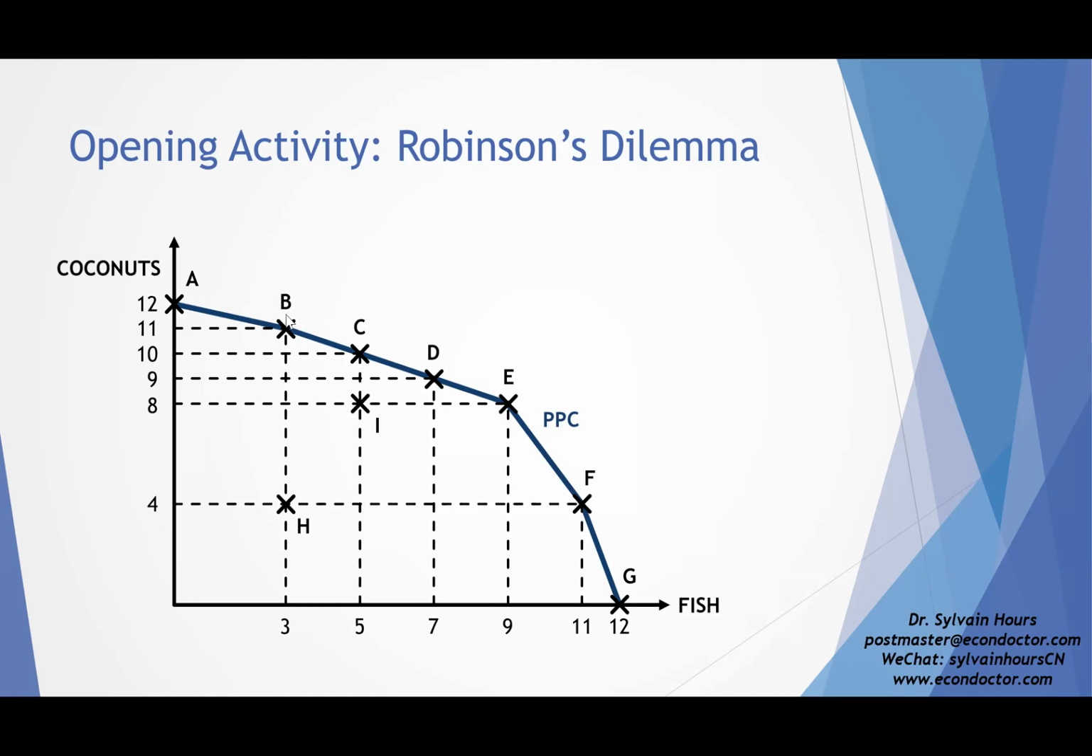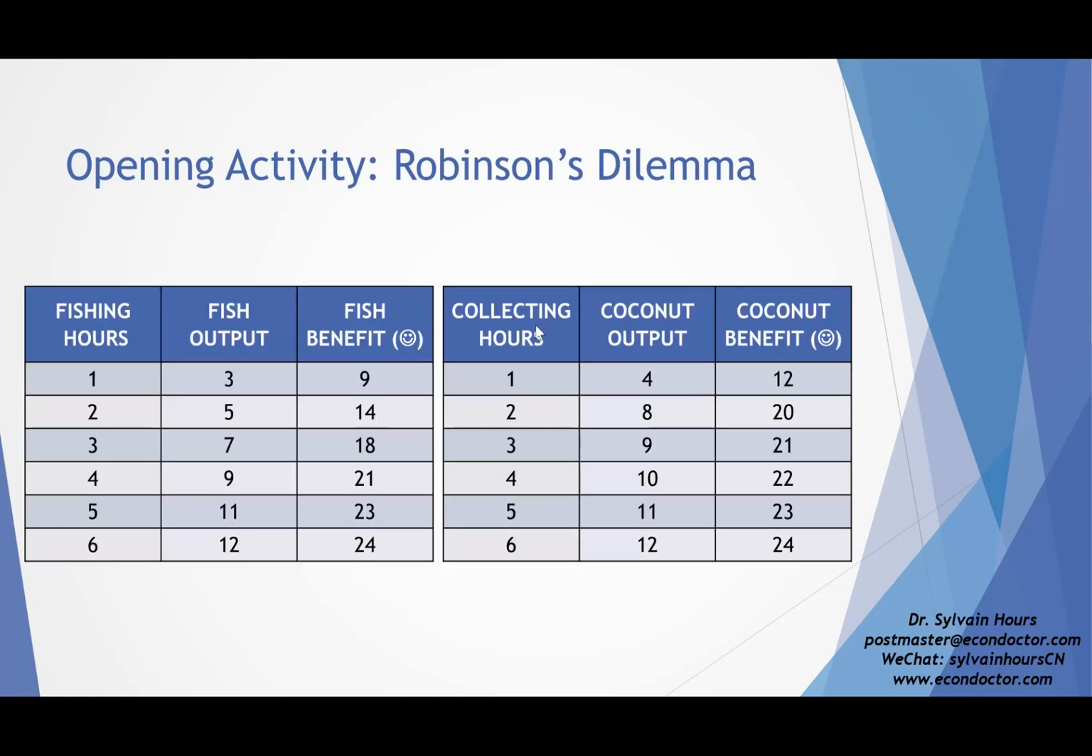So how do we know that? If you only have a PPC, you cannot find which point is allocatively efficient. We know that all of the points on the PPC are productively efficient, but which one is allocatively efficient? We don't know, unless we have information about the benefit of consumption, about how much Robinson likes coconuts and how much Robinson likes fish. And guess what? We have that information. That's the third column. We have the benefit of fish and we have the benefit of coconuts.